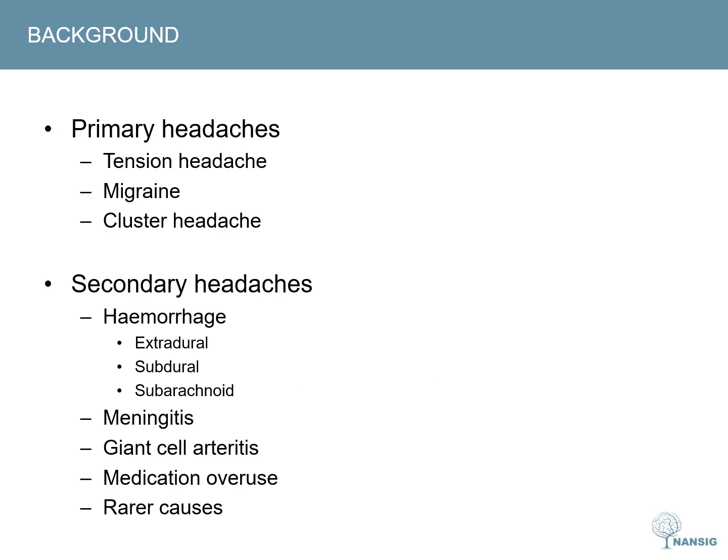So firstly, a bit of background about headaches. We can split the etiologies into primary and secondary headaches. The primary ones worth knowing about include tension headache, migraine, and cluster. Out of the secondary headaches, there are some important acute ones to know about, such as subarachnoid hemorrhage, and then there are more chronic ones, such as giant cell arteritis, medication overuse, or some rarer causes we'll cover at the end.